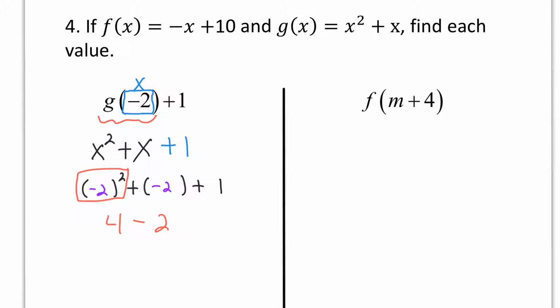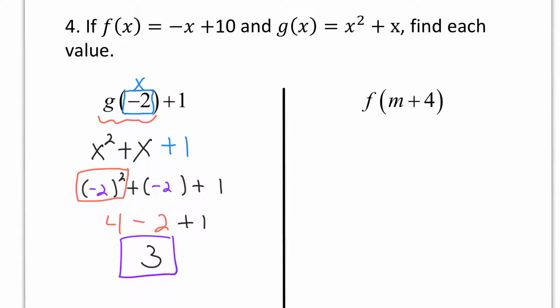So notice what happens with the plus 1 at the end. You are just bringing down the plus 1 at the end. Plus 1, plus 1. Now you are going to finish the problem. And 4 minus 2 is 2, plus 1 is 3. So the answer for this problem is 3.